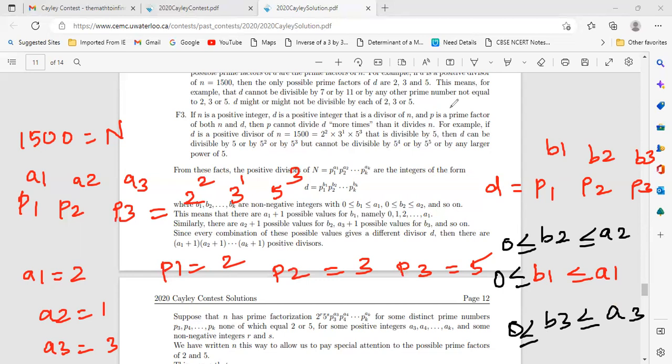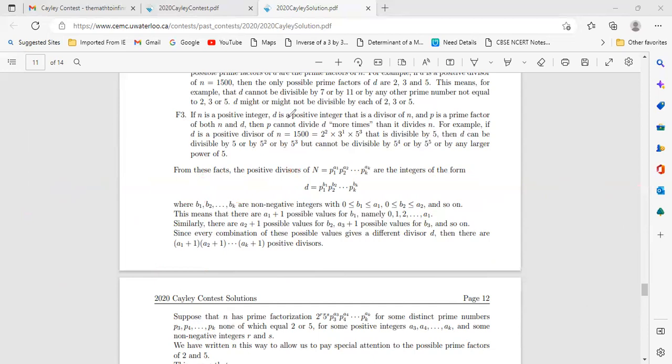Which means there are A1 plus 1 possible values for B1. Do you understand why you have A1 plus 1? Yeah, because it can also be 0. Yes. And for B2, A2 plus 1, and for B3, it's A3 plus 1. So it goes on like that. So these are the possible values.